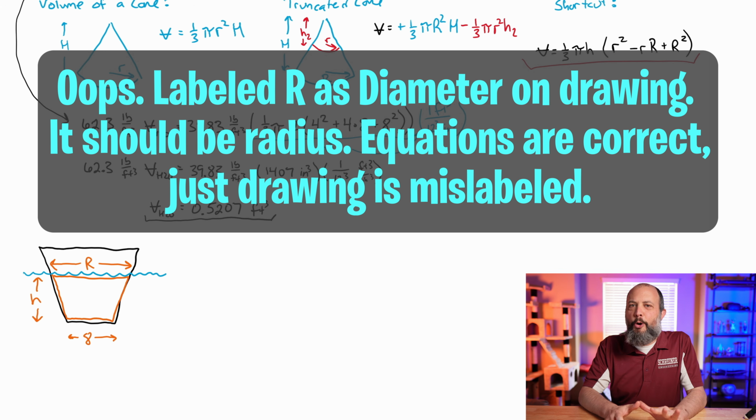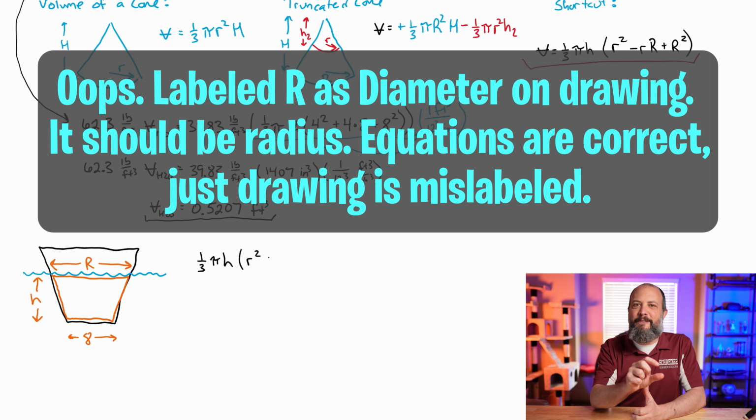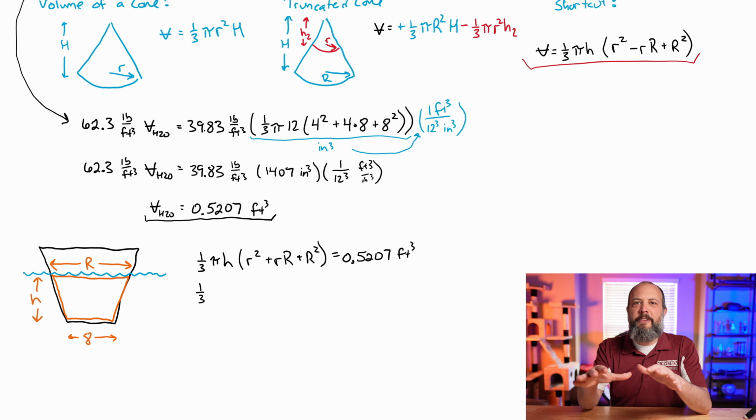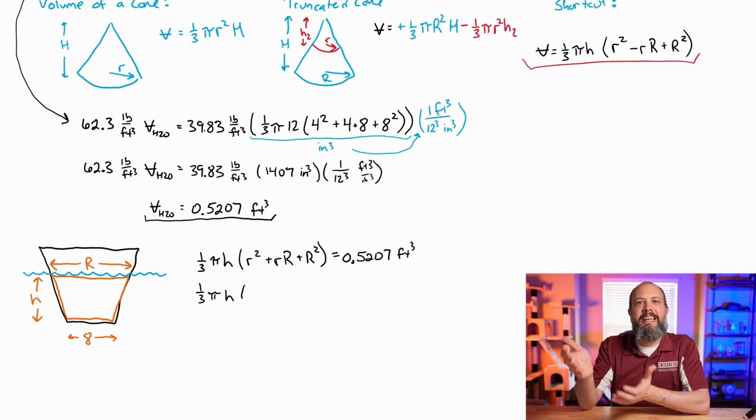But as we put this formula into our equation, there's actually two unknowns. The value h that we're trying to find, and then also the value big R, which is going to be the radius of the cross section right at the surface of the water. It's going to be some value between 4 inches and 8 inches.